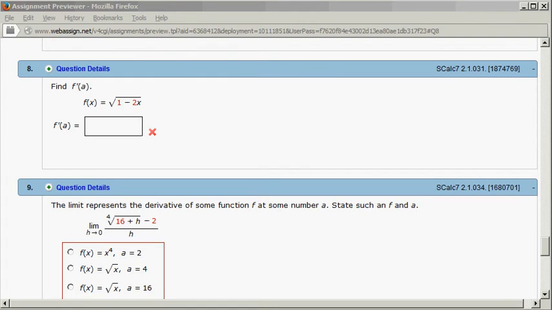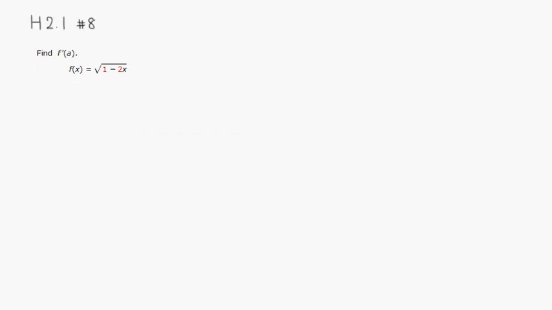Alright, homework 2.1, problem number 8. We want to find f prime of a, if f of x is the square root of 1 minus 2x. Let's do that. Using the definition, f prime of a is equal to a limit as x approaches a.